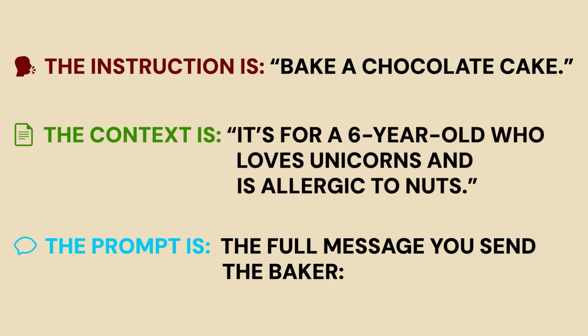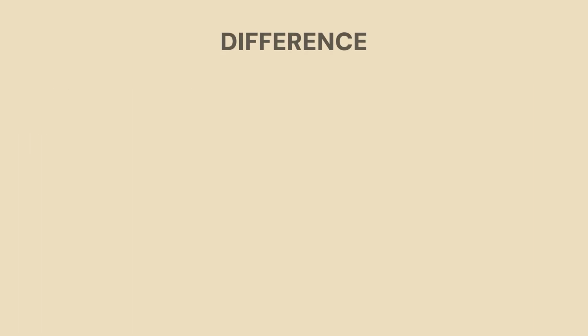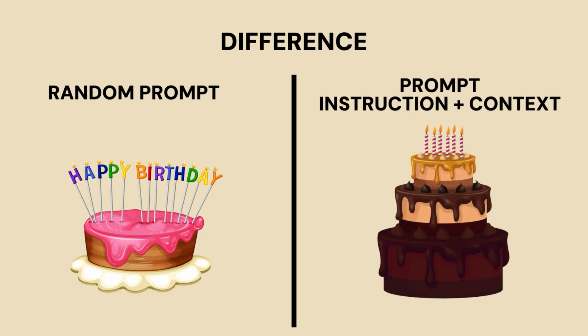Now, that message can look like, "Hi, can you bake a chocolate cake for my 6-year-old daughter's birthday? She loves unicorns and can't have nuts. Make it colorful and fun." See the difference? If you just say, "bake a cake," the result is random. But the full prompt gives both instruction plus context. And that's where the magic happens.